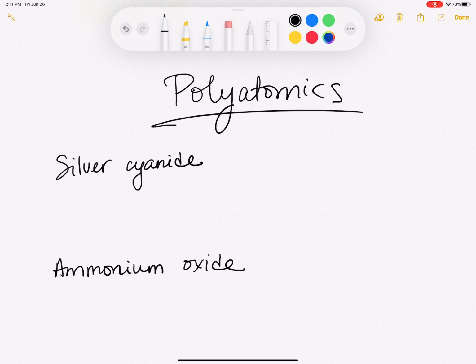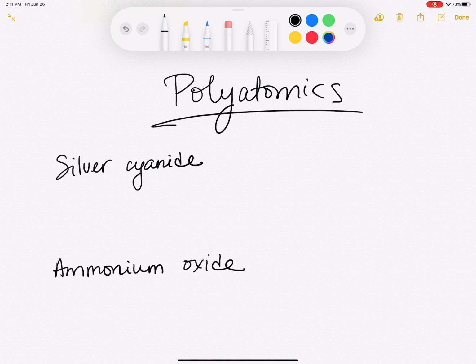Polyatomics, and I'm going to include going both from name to compound and compound to name. It's going to be really important that you have your nomenclature formula packet out in front of you, and of course you always want a periodic table. So let's start with first going from name to compound.